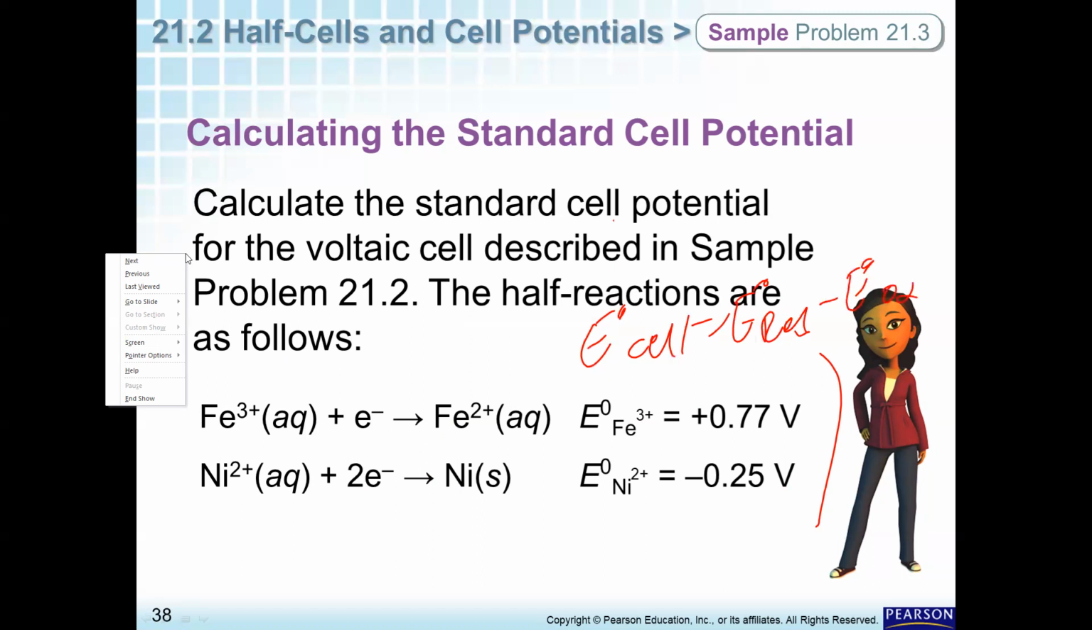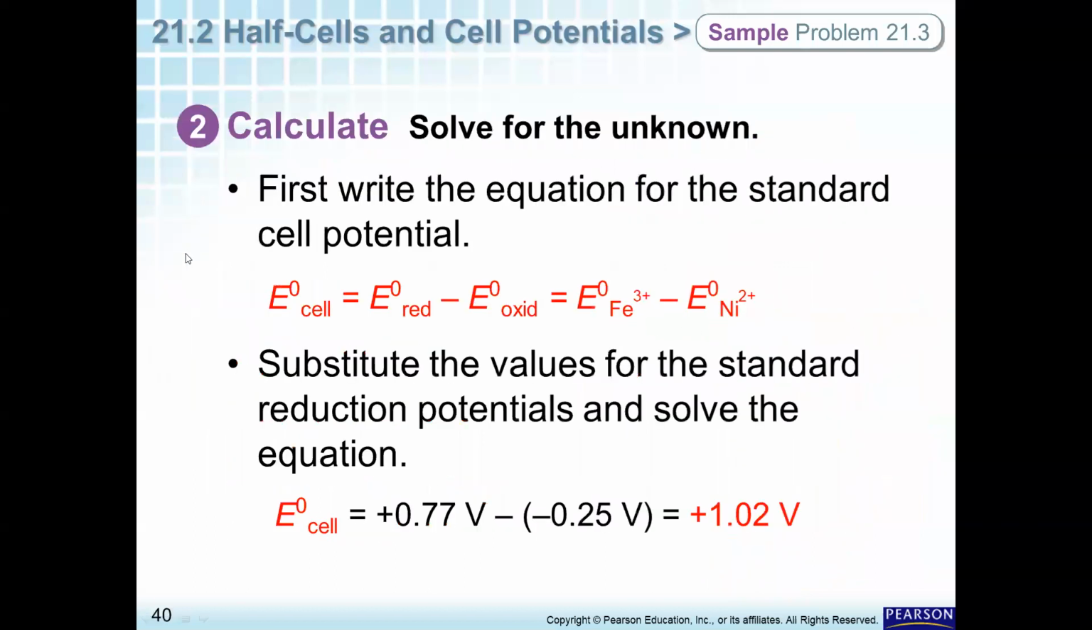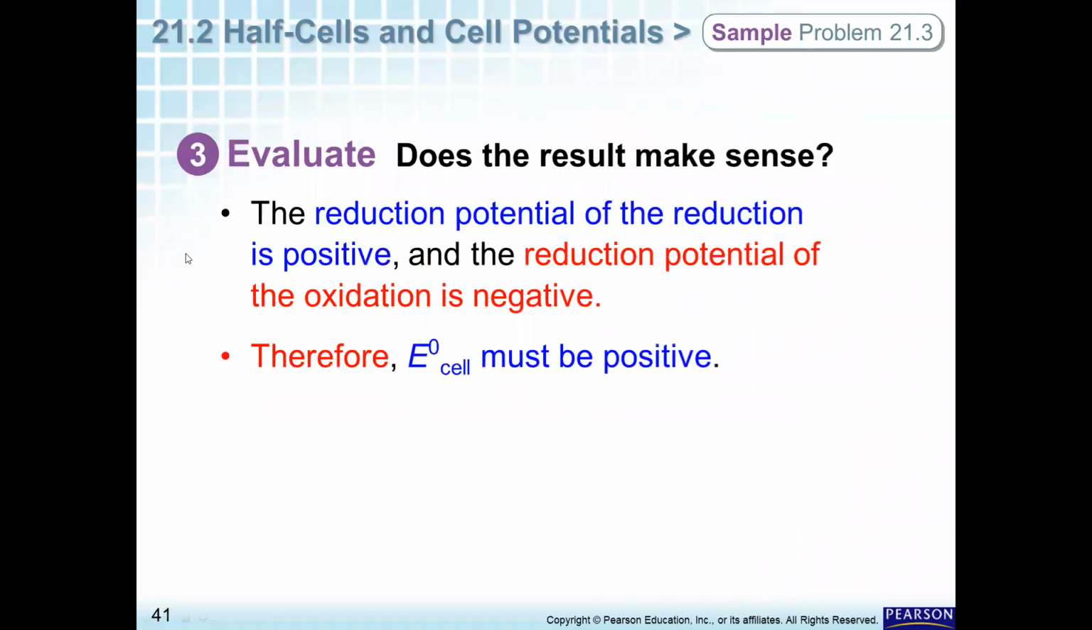Which one was reduced? The iron, which is equal to 0.77 minus negative 0.25, which becomes plus, you add them and they give 1.02. It is positive, then it is a spontaneous reaction, and the value that he is asking for is 1.02. These are the forms of questions that you may experience.